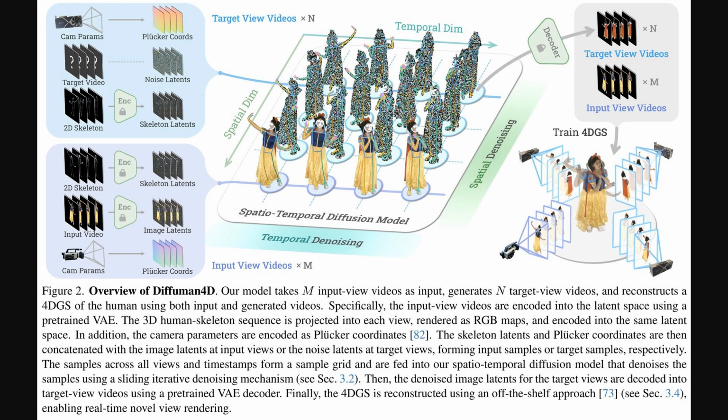So diving deeper into the architecture, this diagram shows how it all works. The model encodes the input videos and their corresponding 2D skeletons into what are called latents, which are just compact numerical representations. At the same time, it encodes the camera positions using plucker coordinates, a way of mathematically describing a line in 3D space. The key innovation is the central grid, where a sliding denoising process cleans up these latents iteratively, first along the spatial dimension, then the temporal one. This iterative sliding ensures the final video is consistent.